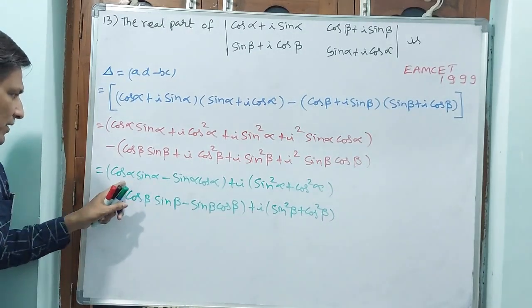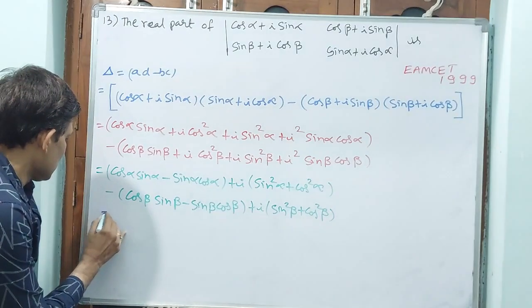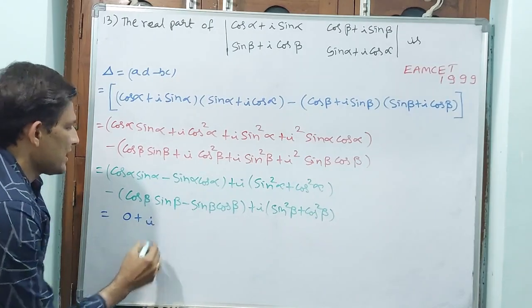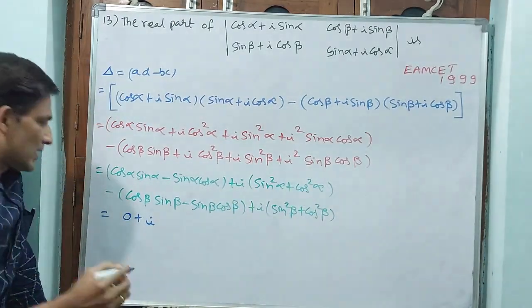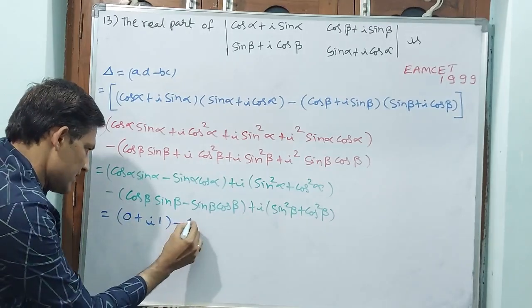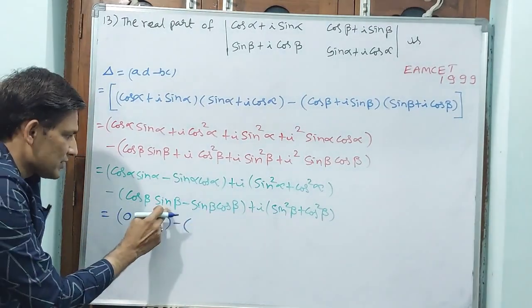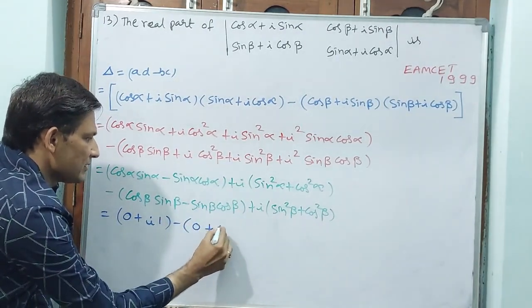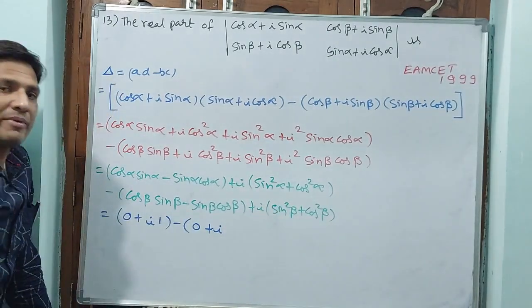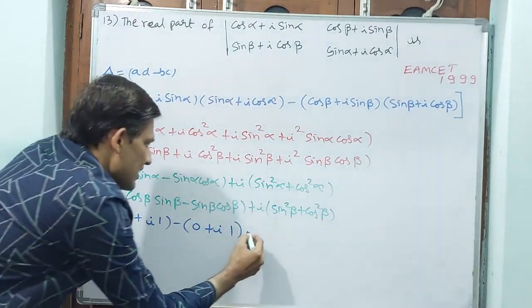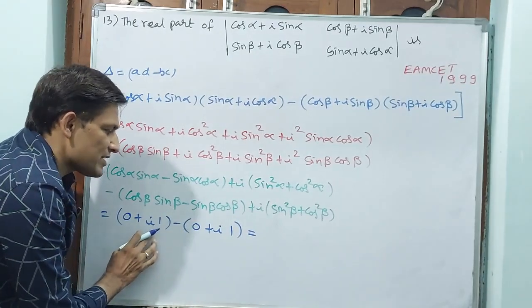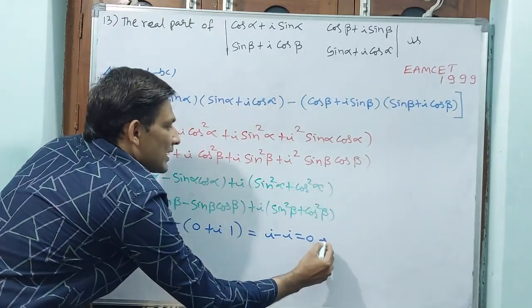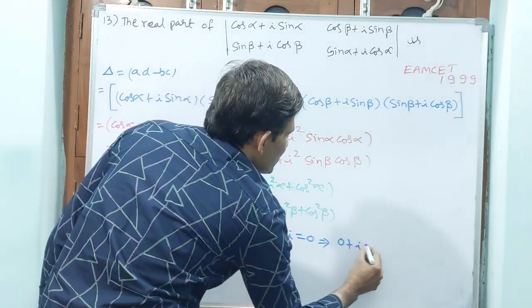Okay, see what will happen here. Both are same. You see sin alpha cos alpha, sin alpha cos alpha. That means this real part is 0 first. Plus i, sin square alpha plus cos square alpha is 1, minus this real part also, you see sin beta cos beta minus 0 plus i, sin square beta plus cos square beta is 1. Finally what is here? That means real part is 0, imaginary part also i minus i, 0. That implies 0 plus i 0.